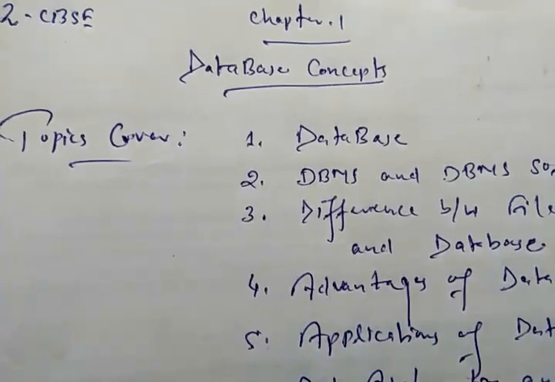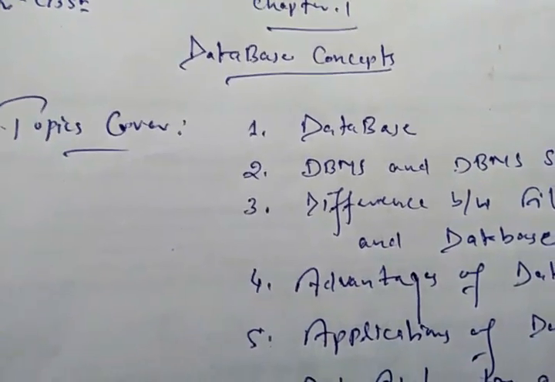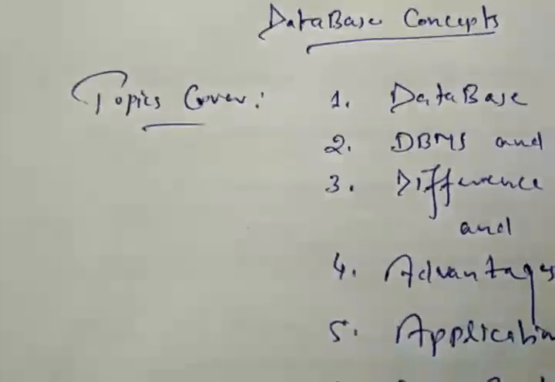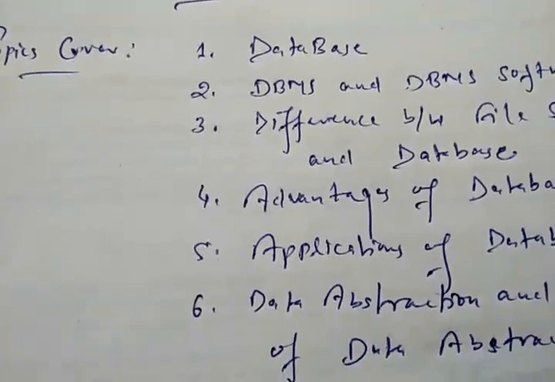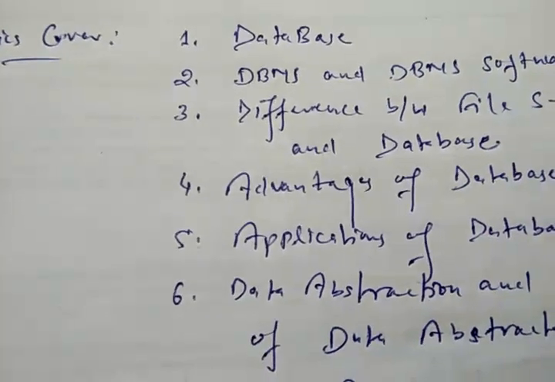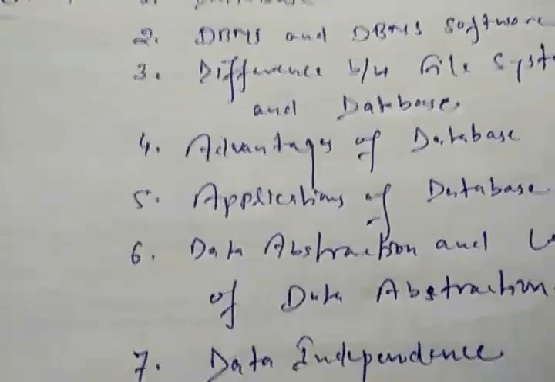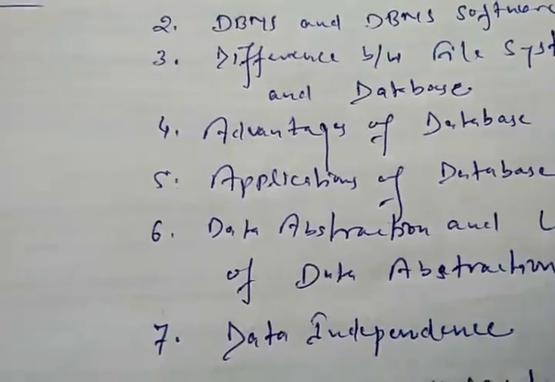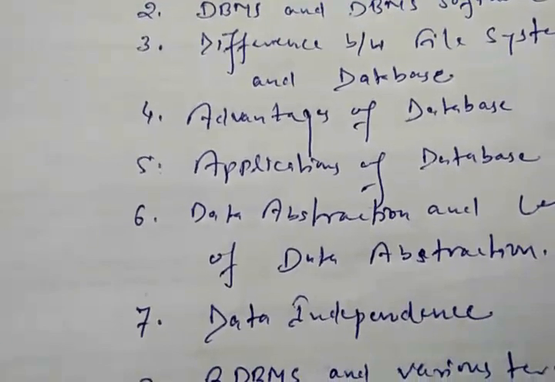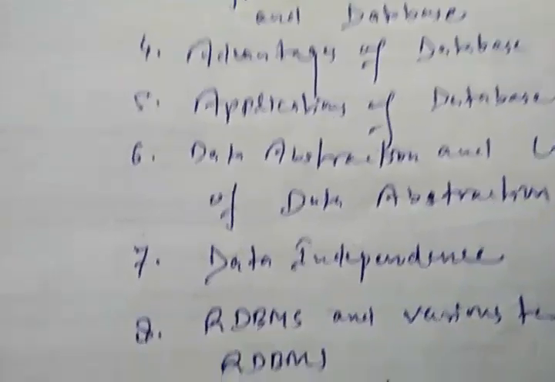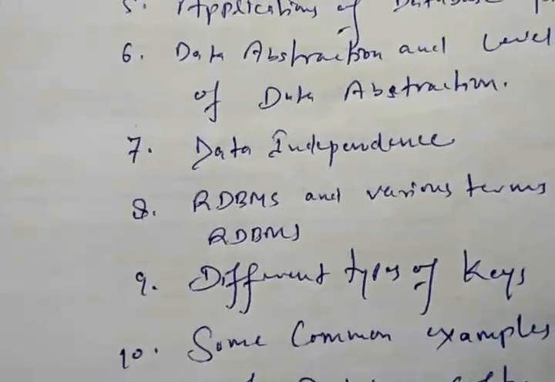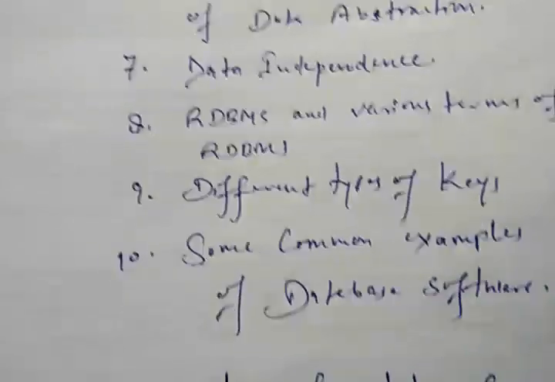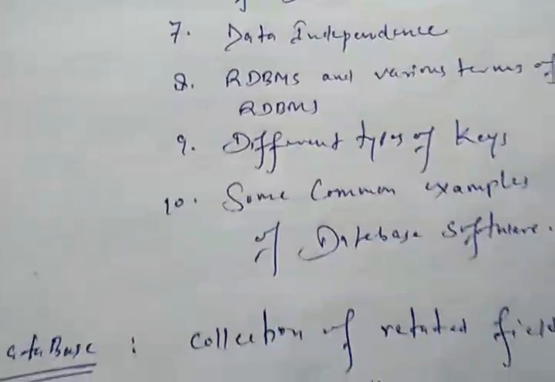So, good morning, students. Today I am starting chapter 1, database concepts, and the main topics of this chapter are database, DBMS and DBMS software, difference between a file system and database system, advantages of database, application of database, database abstraction and various levels of database abstraction, data independence, RDBMS and various terms in RDBMS, different types of keys and some common examples of database.